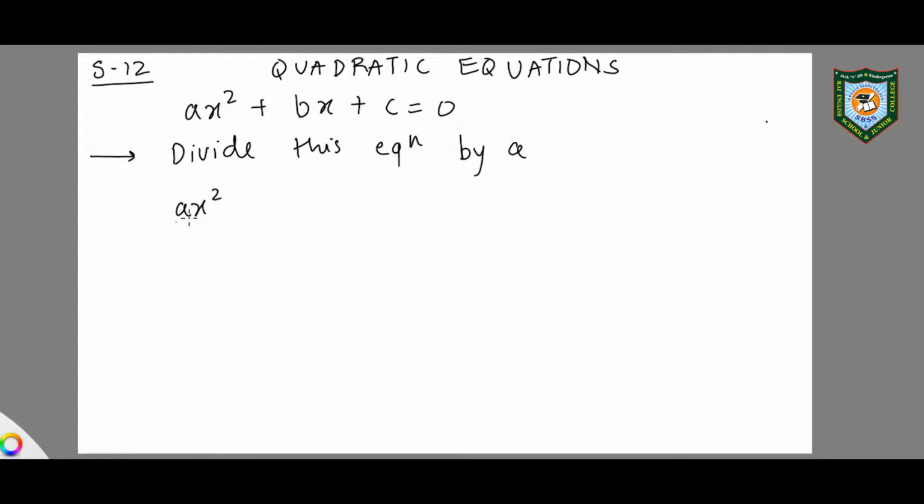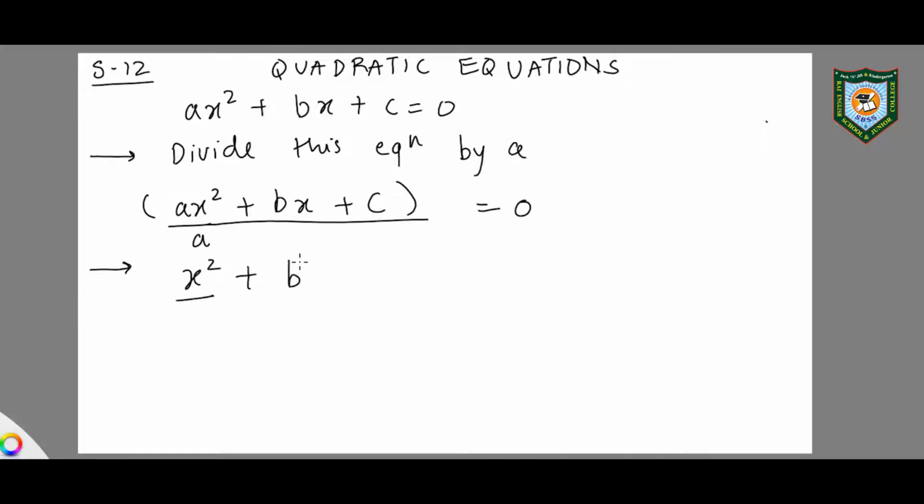So I have ax square divided by a plus bx plus c is equals to 0. This complete equation is divided by a. Now if I split this, I'll get values x square plus b by ax plus c by a, which is equals to 0. Now, as we have learned completing the square method in our previous sections, we are going to use completing the square method here in order to solve this equation.